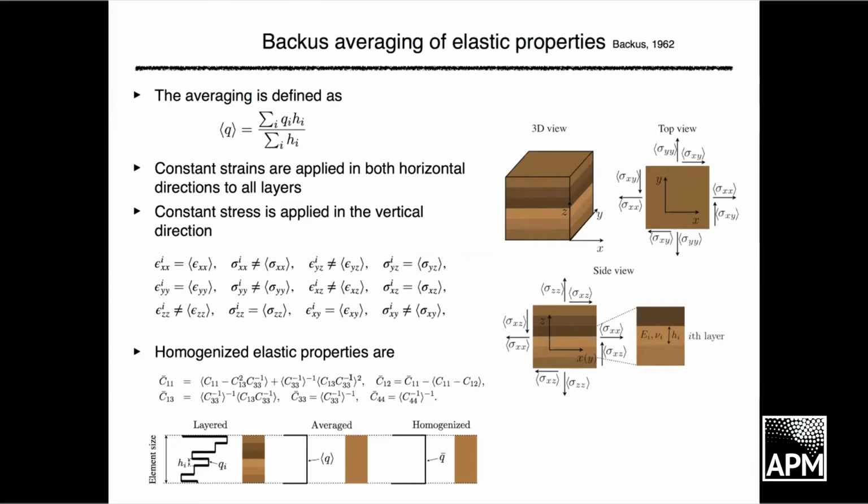I'm not going to go into the details, but the idea is, again, you're given the properties of each layer, you define some sort of weighted average of these properties, and this was done for TI material, transversely isotropic, right? And so we can compute the homogenized properties, okay? And again, homogenized does not necessarily mean the average, okay?